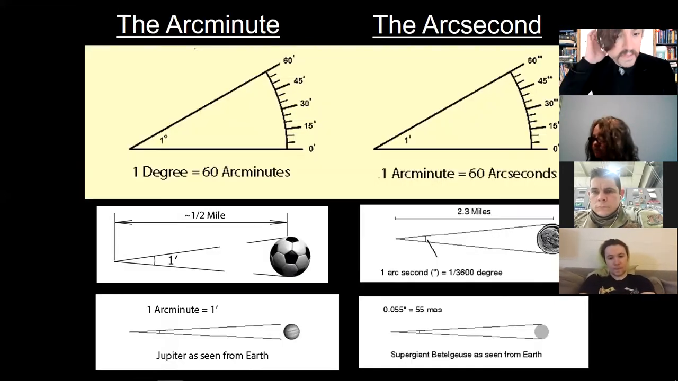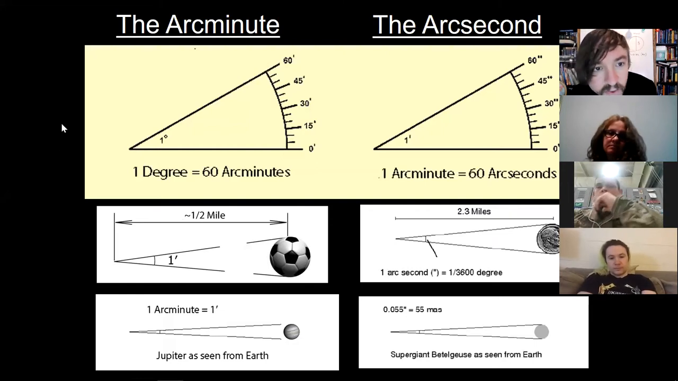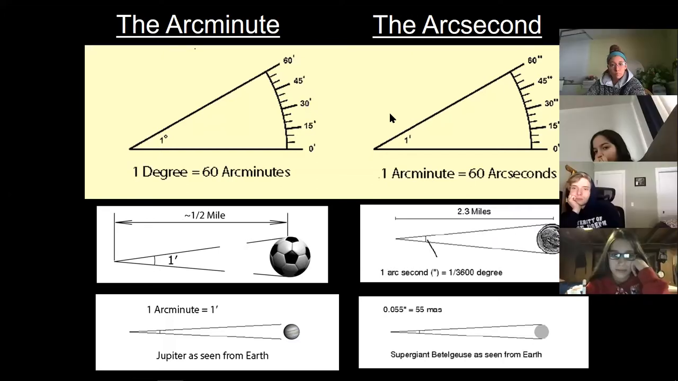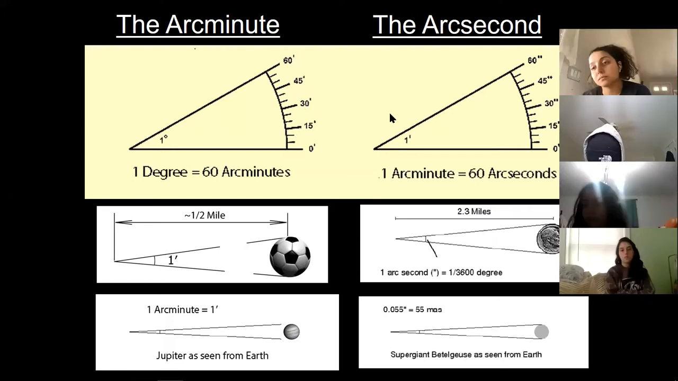Remember that we can subdivide the degree into two smaller units, the arc minute and the arc second. Did I define these last time? Okay, you guys remember that? I'm just kind of reviewing it. An arc minute is an angle equivalent to looking at a soccer ball from half a mile away. And Jupiter, the planet Jupiter, subtends about one arc minute on your sky. It's quite small.